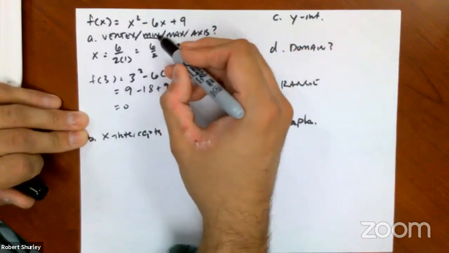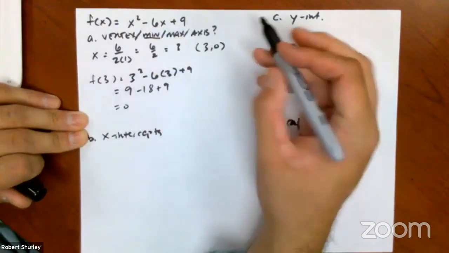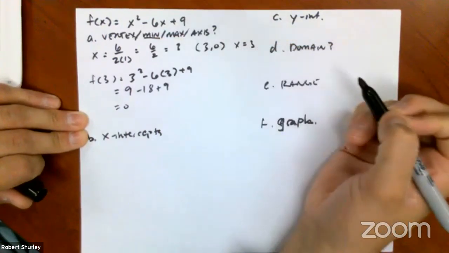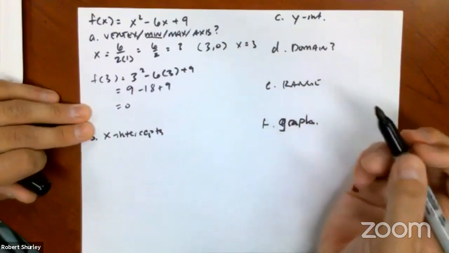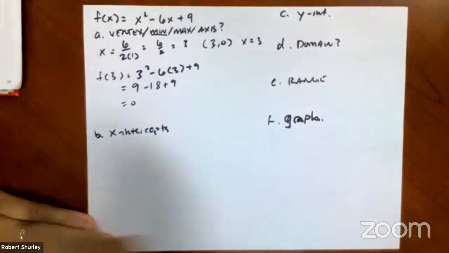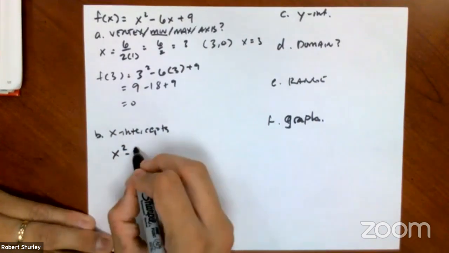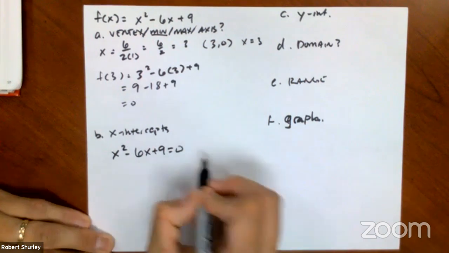We know it's a minimum, right? Because the a is positive. Axis of symmetry would just be x equals 3. Okay? X-intercepts. Well, that's one of them. Maybe it's the only one. So x squared minus 6x plus 9 equals 0.